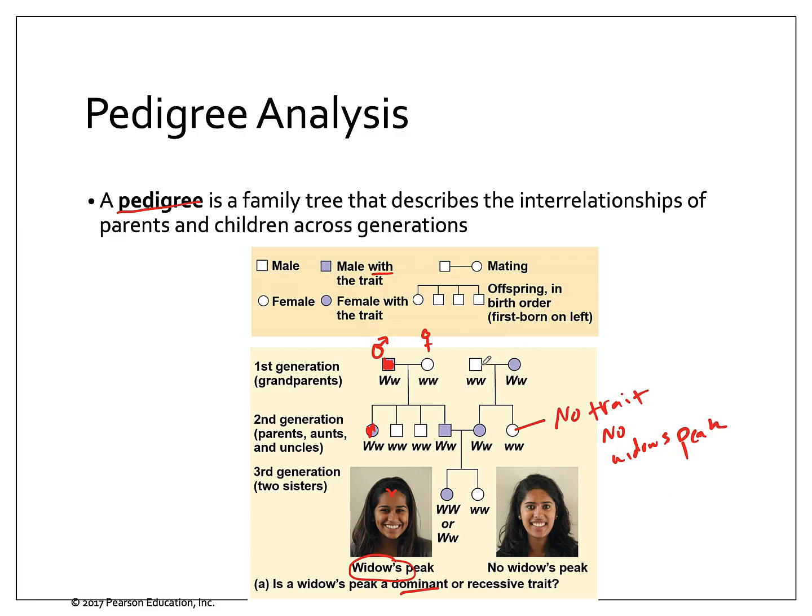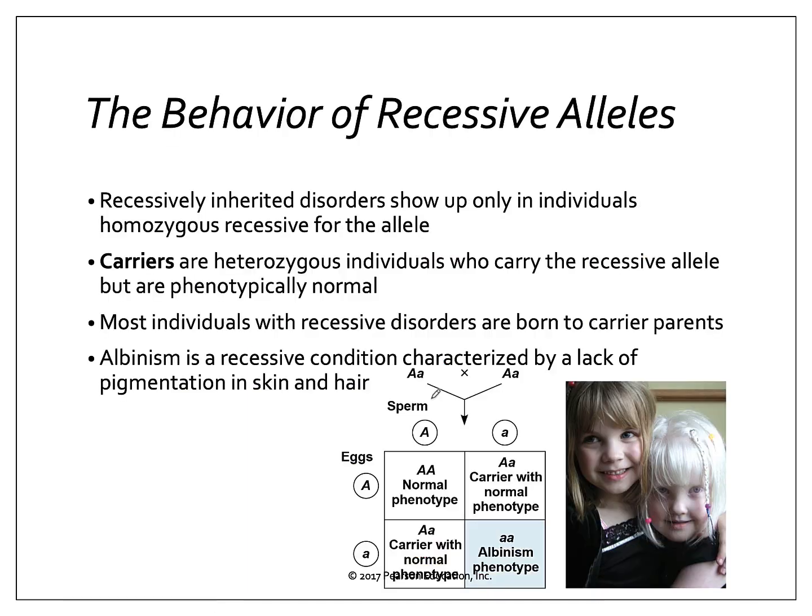The line between 2 partners is called a mating or marriage line. So that indicates that this male and this female mated and had some offspring. And then these are their offspring, and they're always in the order of birth. So this is the first daughter, and then this is the second daughter.